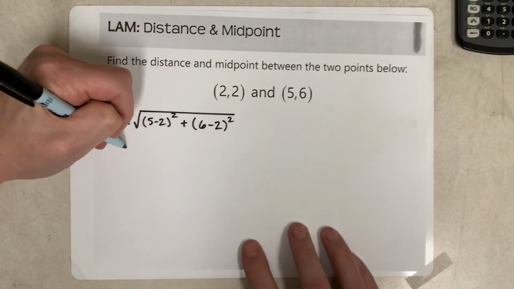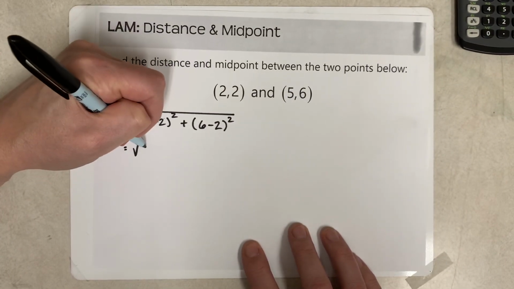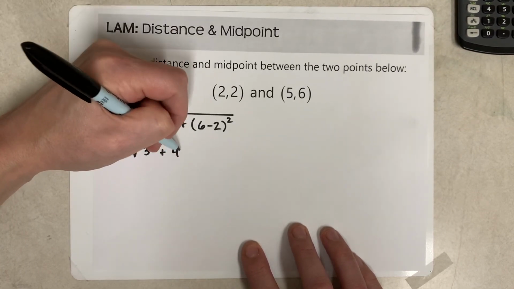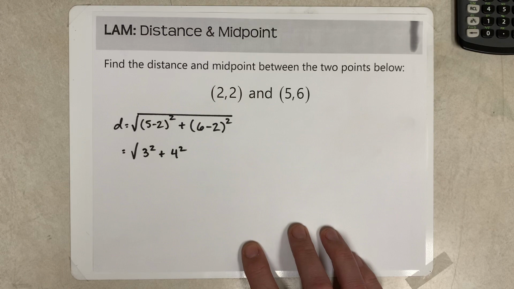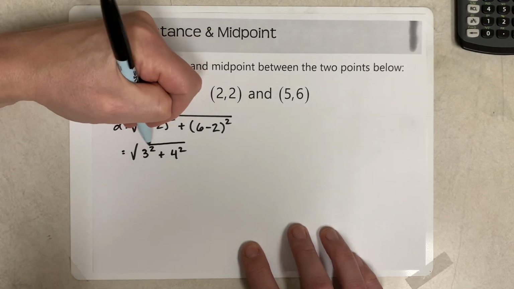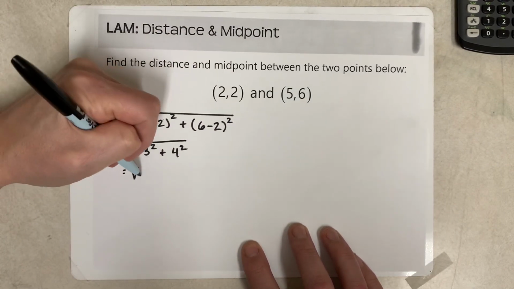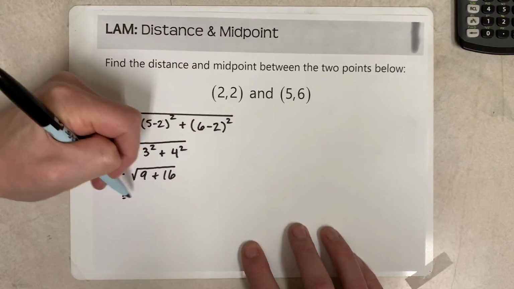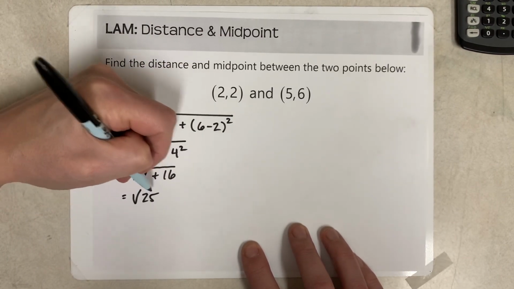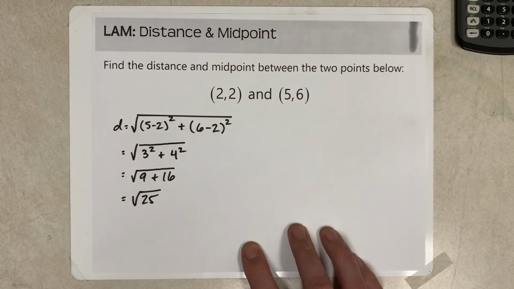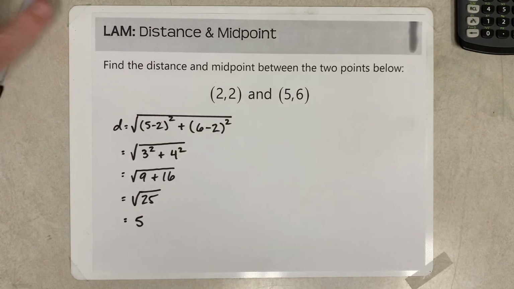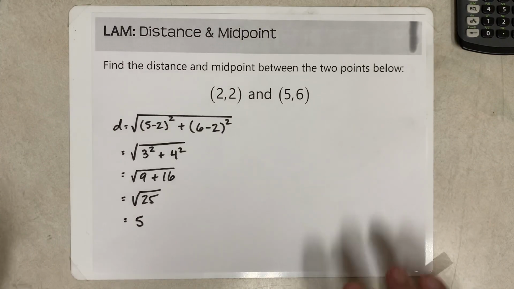All right, so now we have 3 squared plus 6 minus 2 is 4 squared. And now we have 9 plus 16, which is 25. And the square root of 25 is equal to 5. So that is our distance between the 2 points.